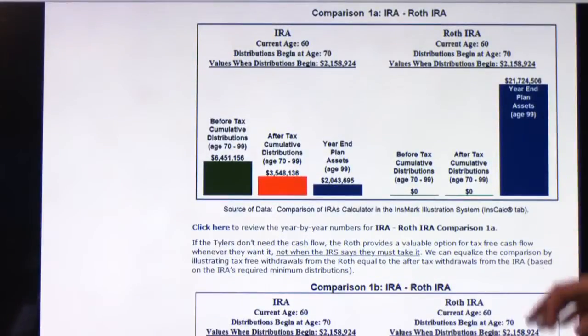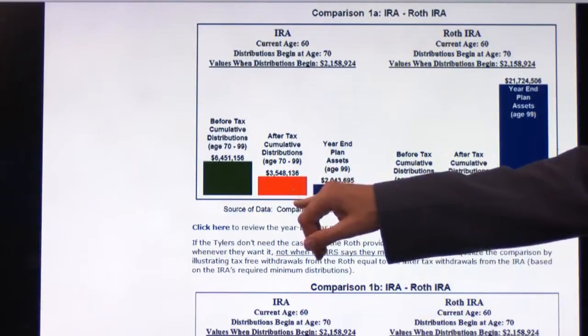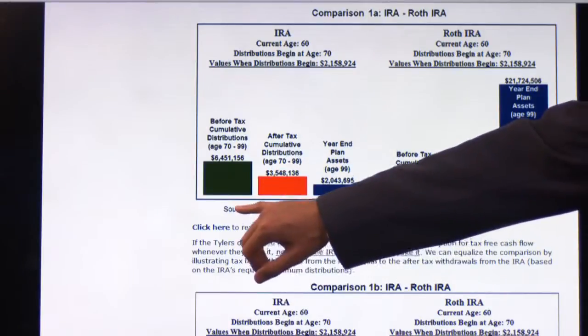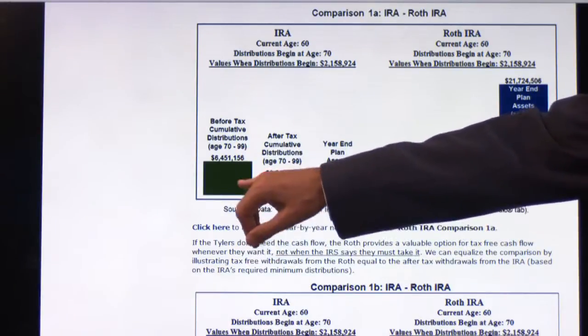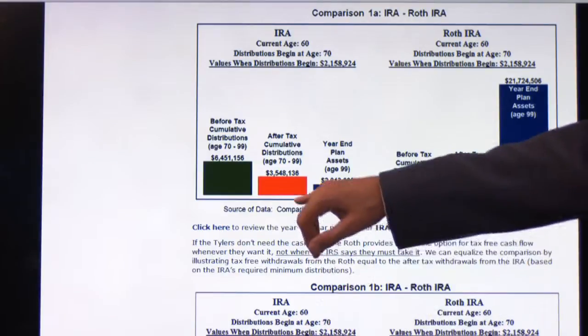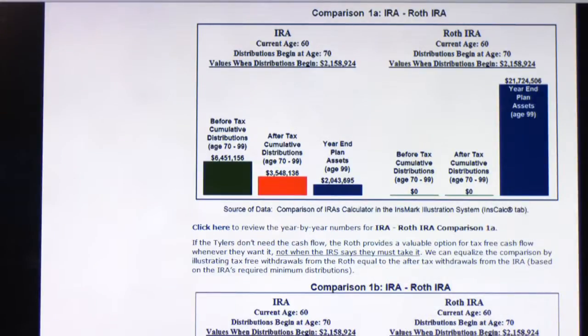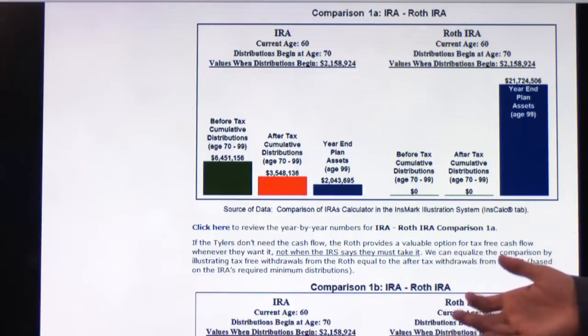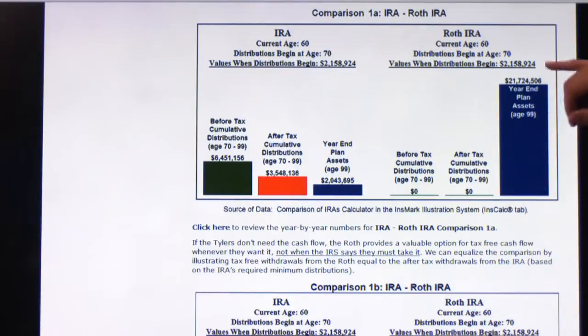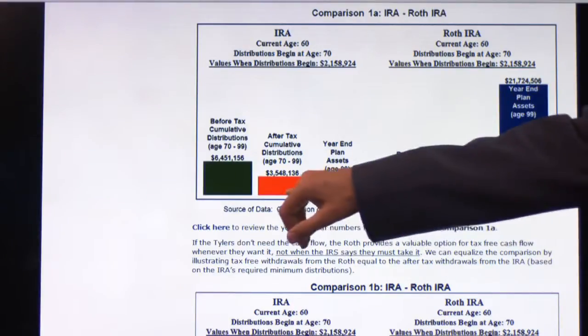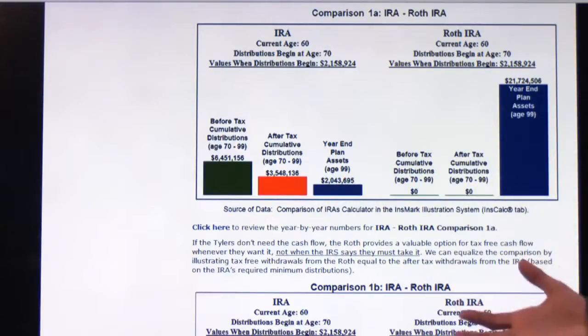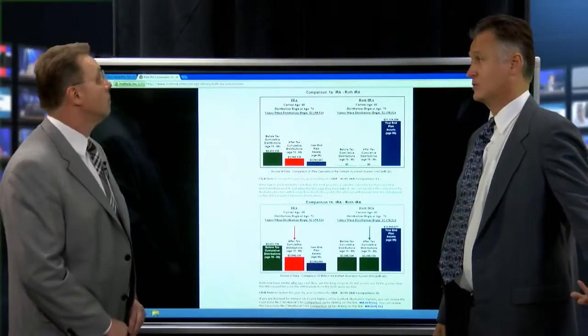And here as you can see, with the IRA, you're going to have minimum distributions. So you're going to pay out over their life expectancy, or actually to age 99, you're going to pay out $6.4 million. After tax, you'll have about $3.5 million for the client during their retirement years, and the plan will end up with about $2 million. With the Roth, there are no minimum distribution requirements in this client-owned case, and you have a Roth with $21 million out at age 99. So, 21 million versus 3.5 plus 2, big difference for the $450,000 of tax you paid.